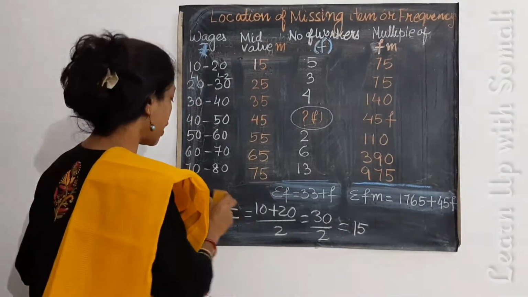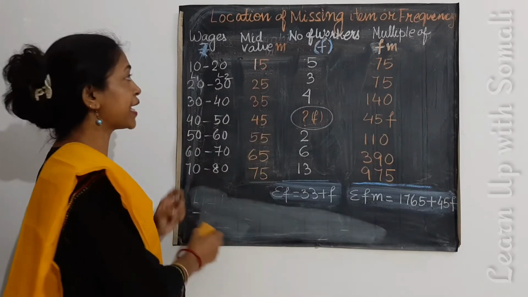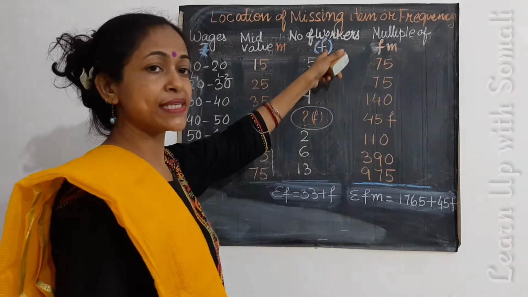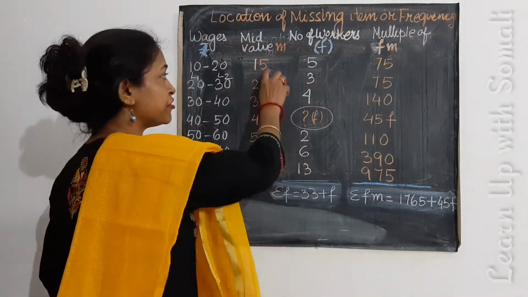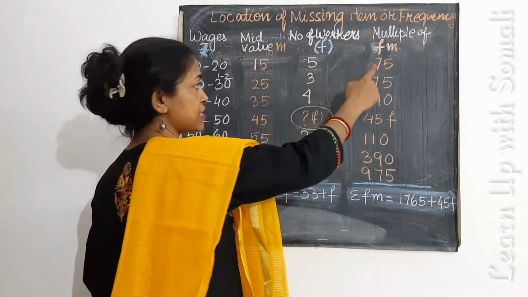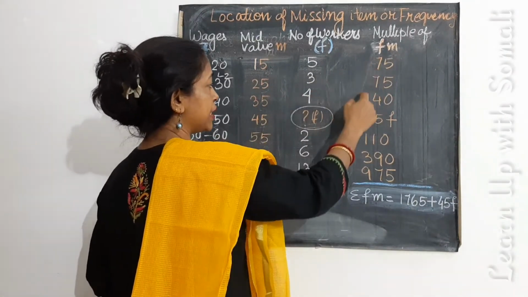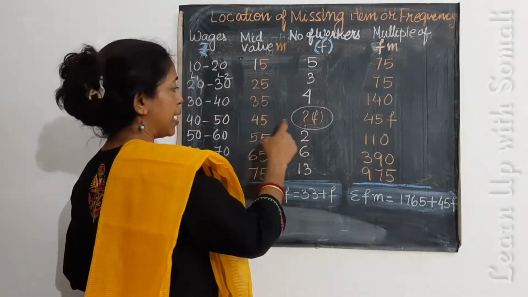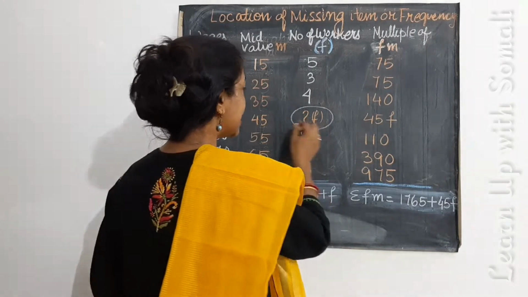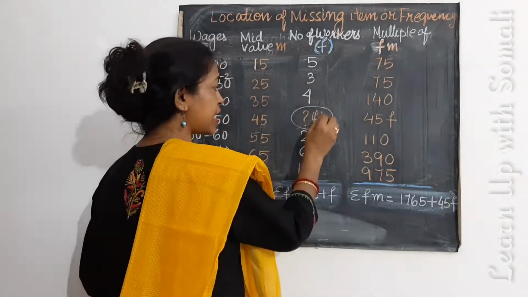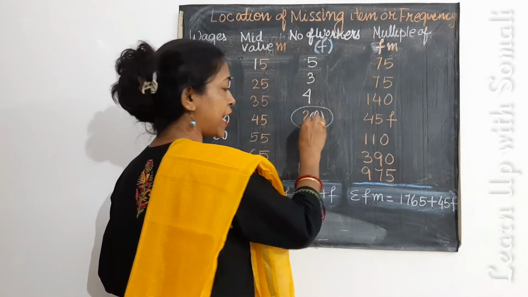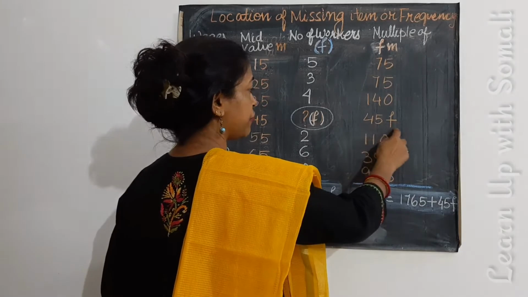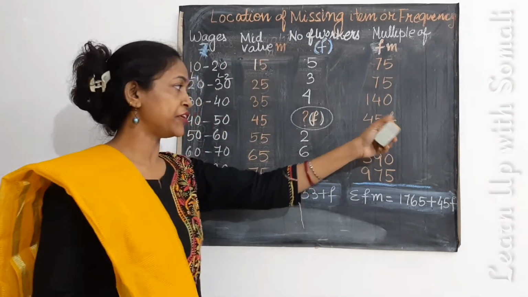Okay. Now, once we get the mid values, we have to multiply frequency with the mid values. So in the first case, we have seen 15 5s are 75. Like this, we have to multiply each mid value and their corresponding frequencies to get the Fm. In this case, we don't know any frequency, which we have indicated by F. And if we multiply 45 into F, we get 45F. See, I have written 45F.